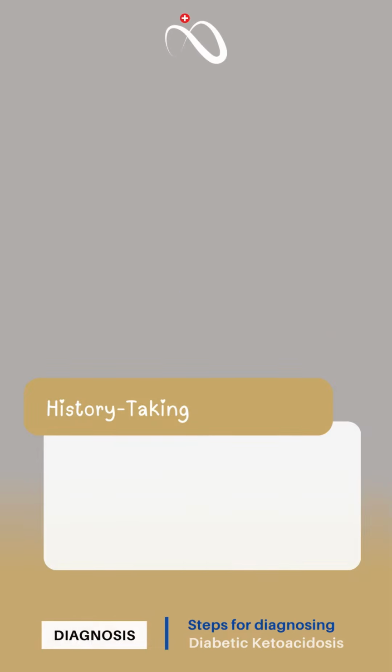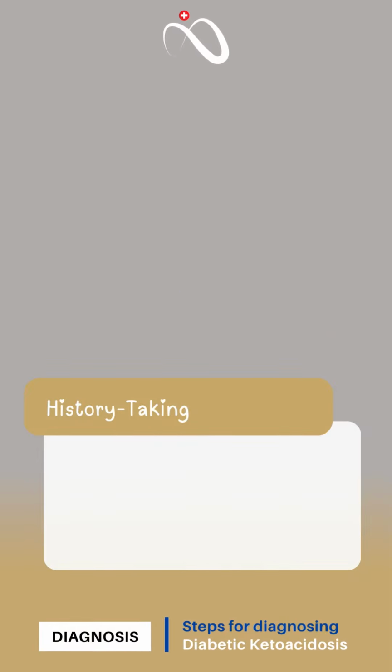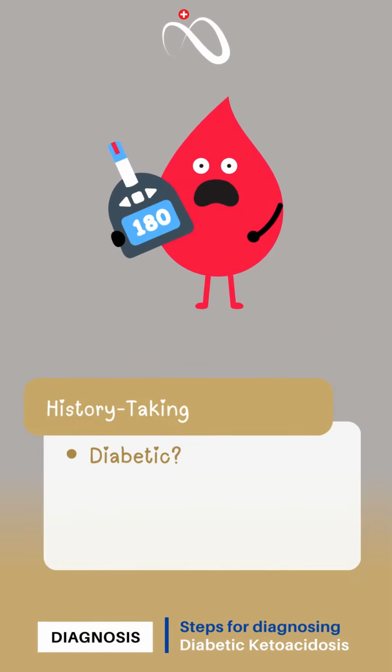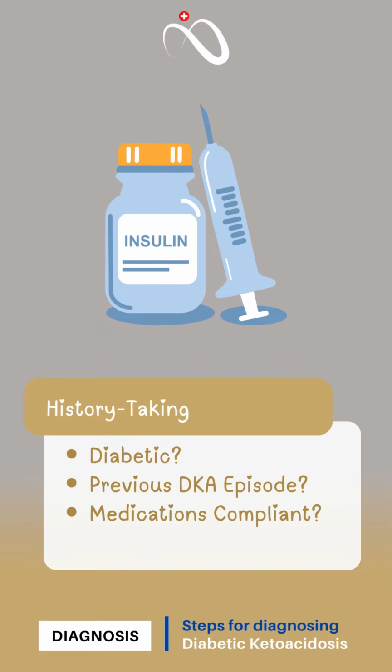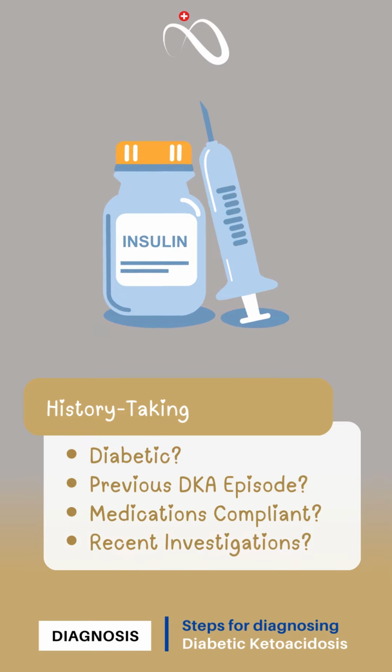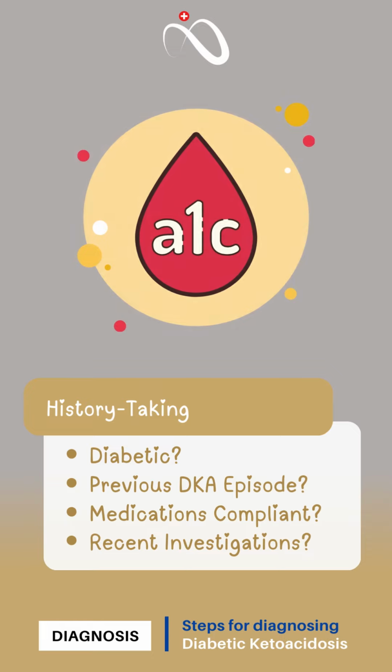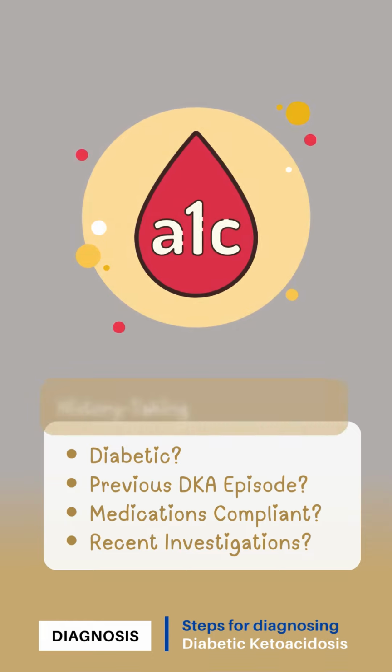During history taking, ask important questions. Is the patient a known diabetic, or is there a family history of diabetes? Have they had a previous DKA episode? Are they compliant with their insulin or medications? And what do their recent investigations, like HbA1c or fasting blood glucose, show?